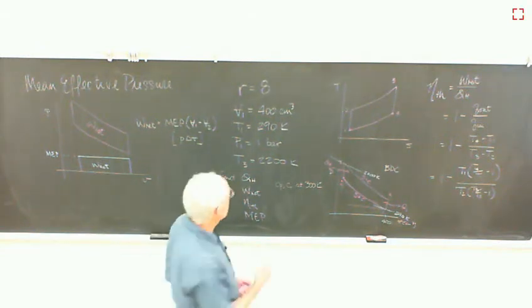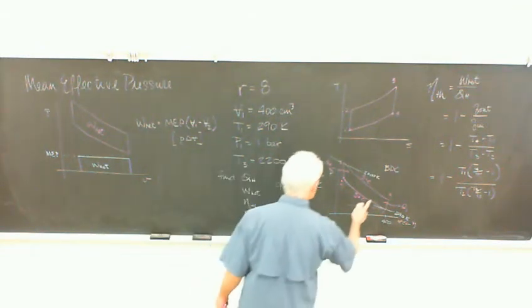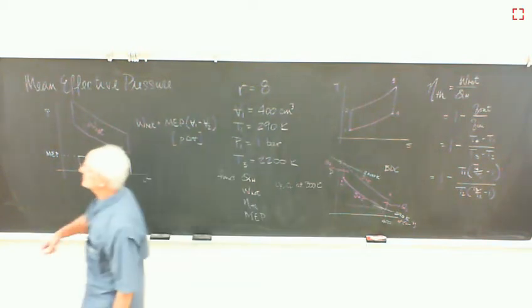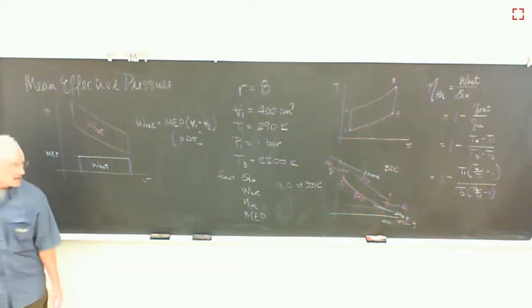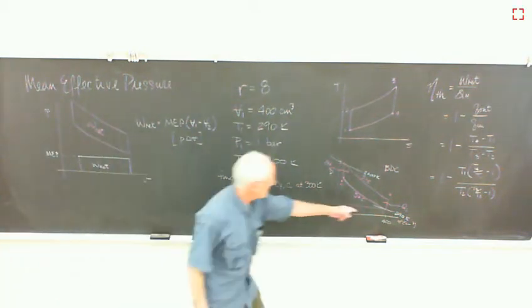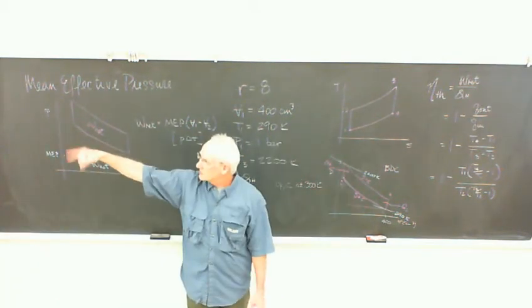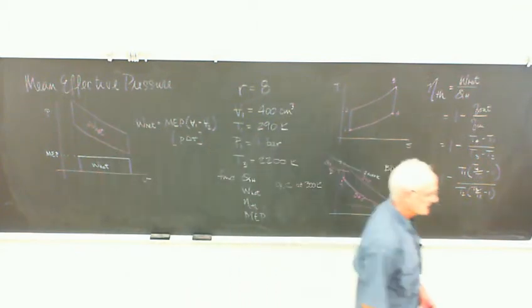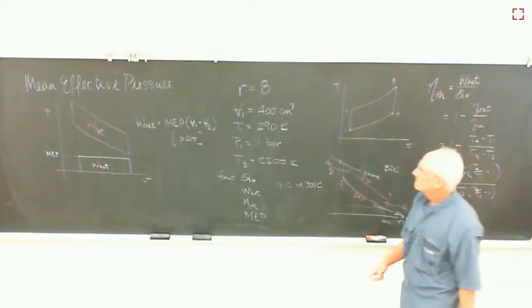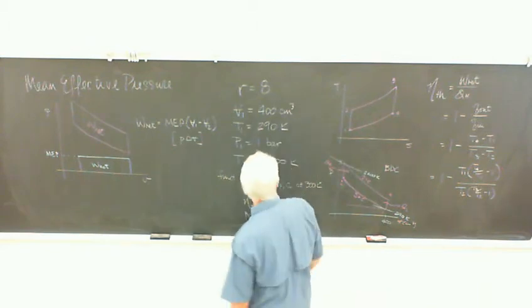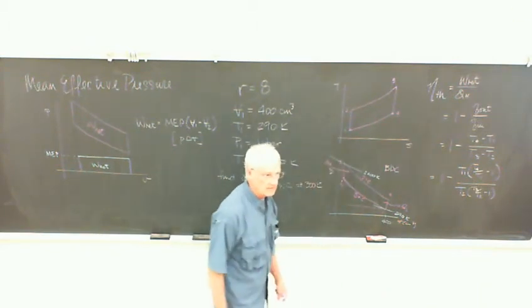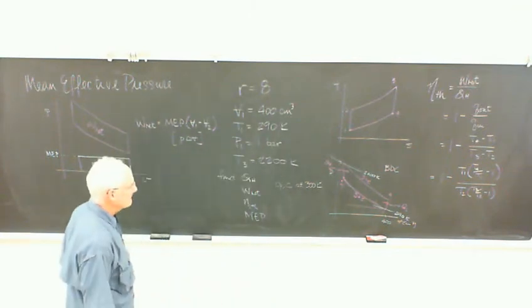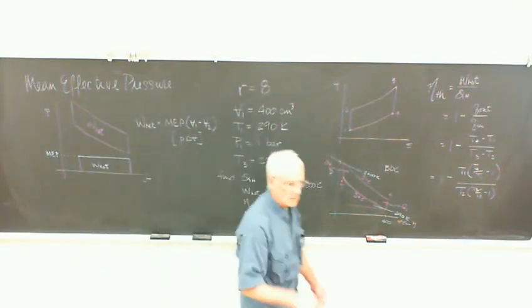To get us started, we have T1, so we can find T2 from this first equation because it's an isentropic process up to point 2. These relationships are for isentropic processes, so we can find T2. Once you find T2, you've got T3, so you can do the heat addition using C sub V delta T, and so on around the cycle.